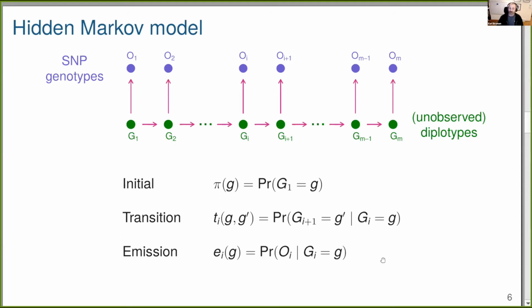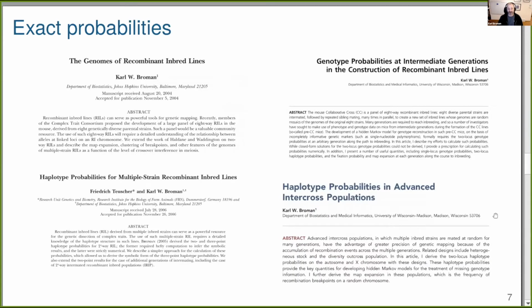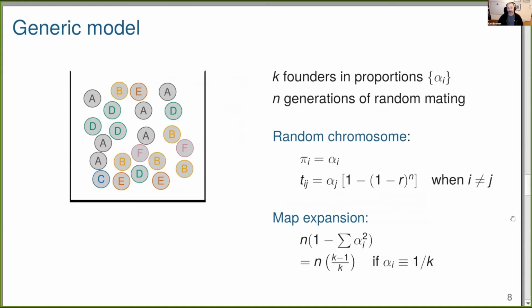R/qtl2 has implementations of this for quite a variety of different cross types, and basically it varies in these initial and transition probabilities. I've spent quite a long time studying those multi-parent population chromosomes, first in 8-way recombinant inbred lines, calculating these transition probabilities for different cross designs, and it can be quite tedious. And one may ask, is it really necessary? So what I'm proposing today is a generic model we could maybe apply generally to a variety of cross designs without having to work out the exact details for every cross.